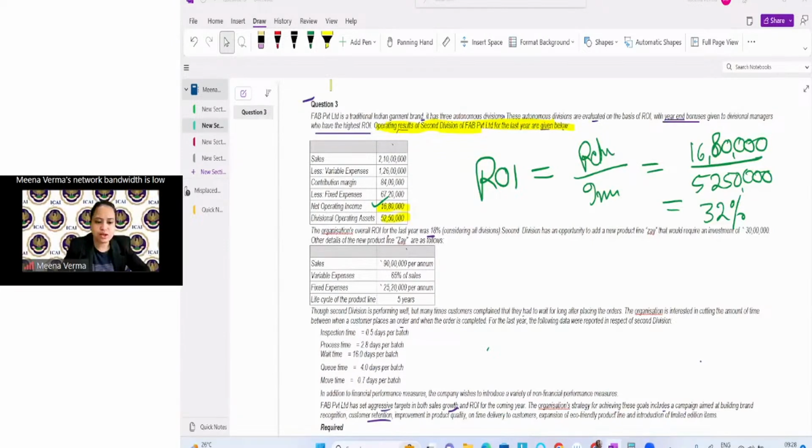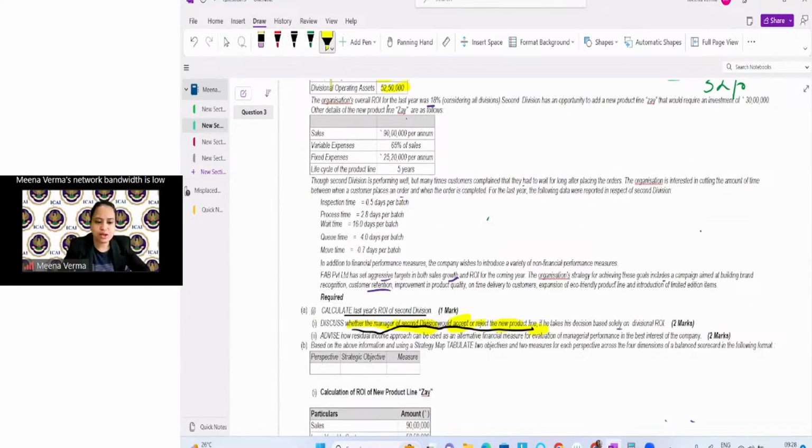So you will see, the decision is only on the basis of return on investment. So if you introduce a new product line, is it increasing the return on investment? You will see, because the decision is entirely on return on investment. It is given here. So check if you introduce a new product line, is it increasing the return on investment or not? All right.